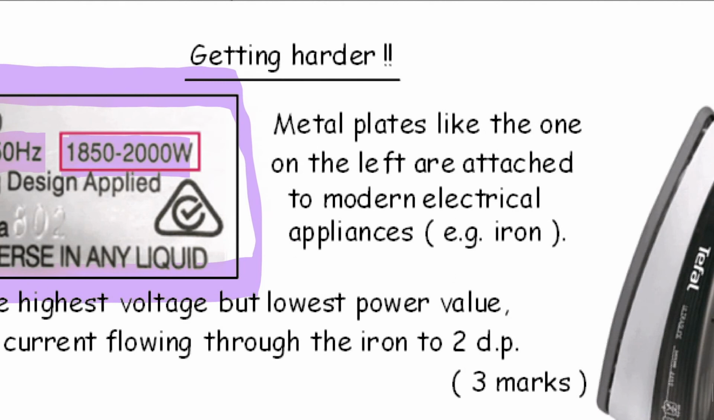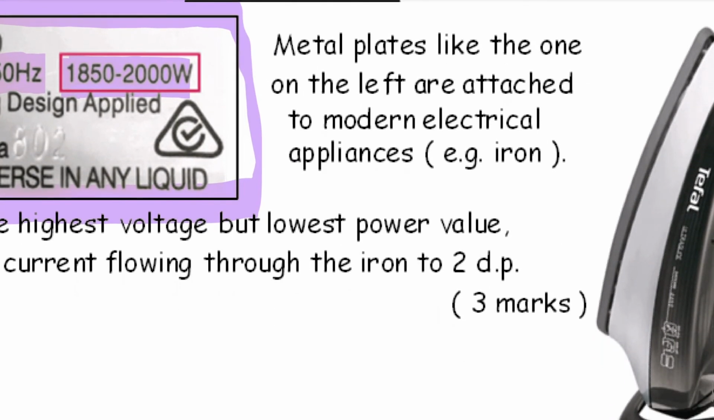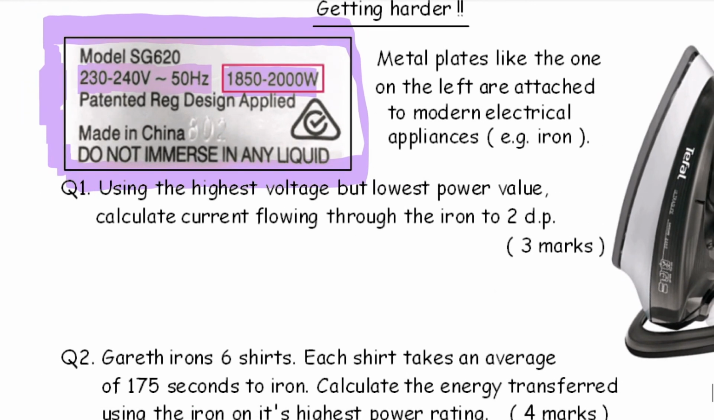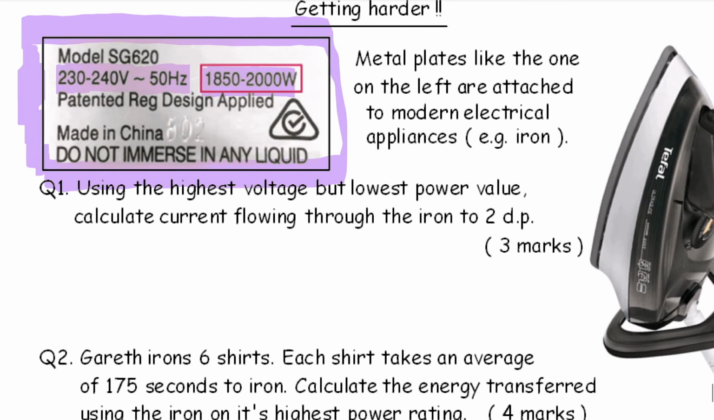Metal plates like the one on the left are attached to modern electrical appliances. For example, an iron. Use the highest voltage but lowest power value to calculate the current flowing through the iron to 2 decimal places.